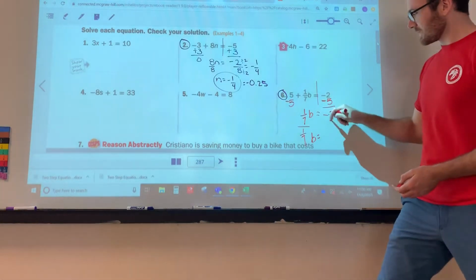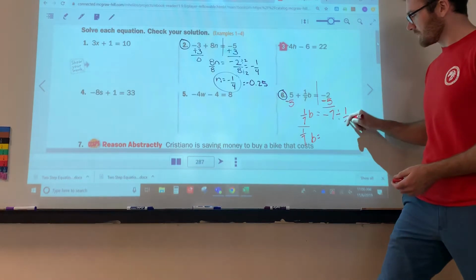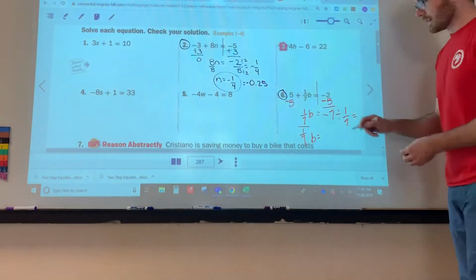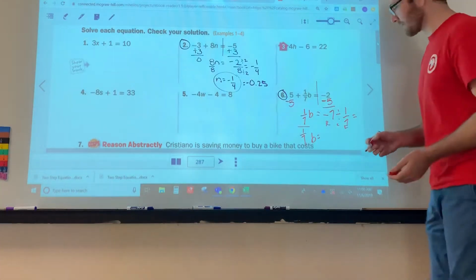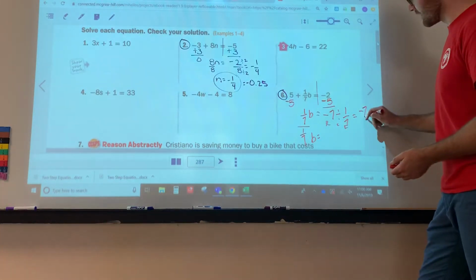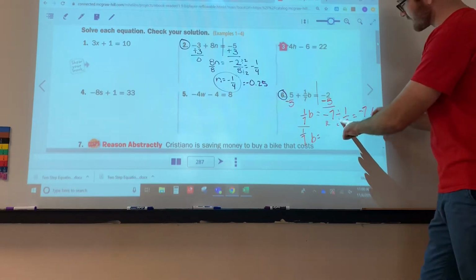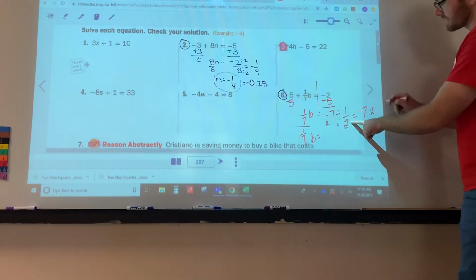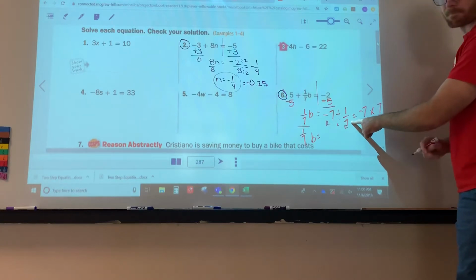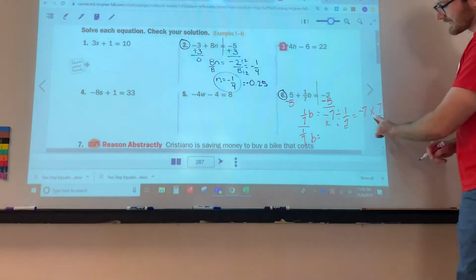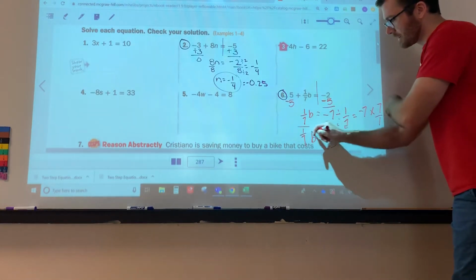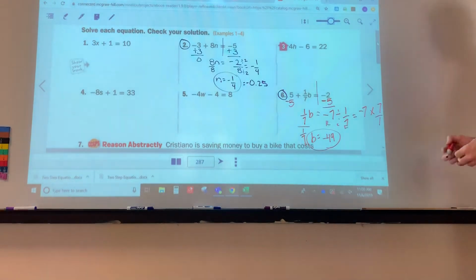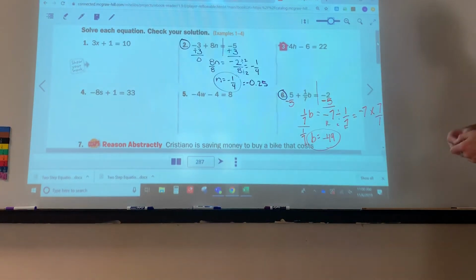And what is -7 divided by 1/7? I've got to keep, change, flip, or multiply by the reciprocal. So -7 is what I keep, change the sign to multiply, and flip the 1/7 to 7/1. I know -7 times +7 is -49. So b equals -49.